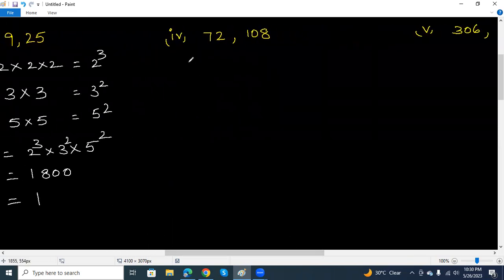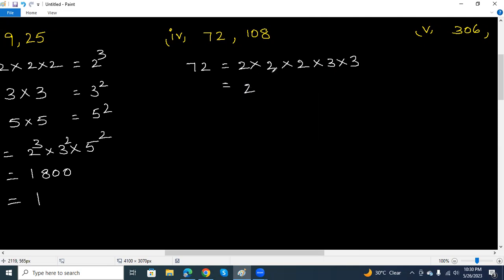Next, 72. 2 into 36. 36 can be written as 2 into 18. 18 can be written as 2 into 9. 9 can be written as 3 into 3. So this is 2 2s are 4, 4 2s are 8, 8 3s are 24, 24 3s are 72. Correct. So this is 2 cube, 3 square. Let's write the other number also.